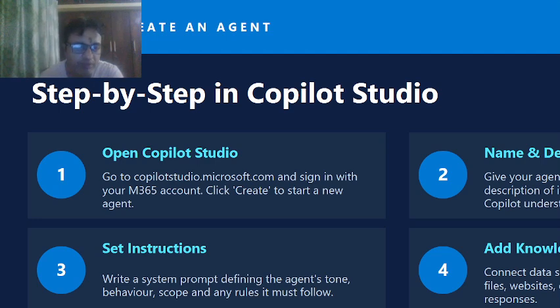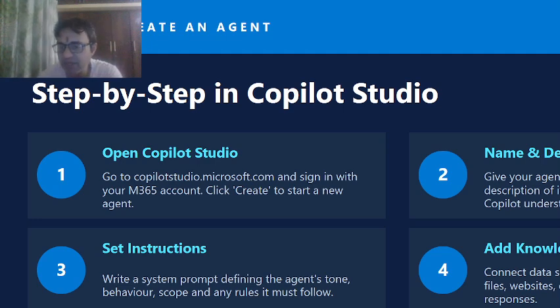Now coming to the step by step of how you can create agents through Copilot Studio. First you need to open Copilot Studio. You need to go to copilot.microsoft.com and sign in with your Microsoft 365 account. Then you click create to start a new agent. There is an option, I will show you after this slide.